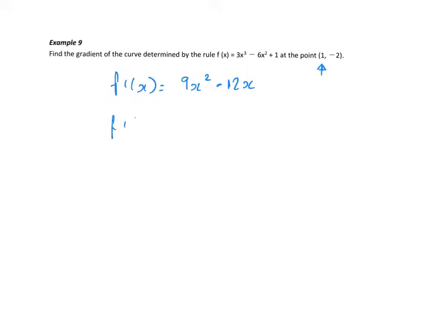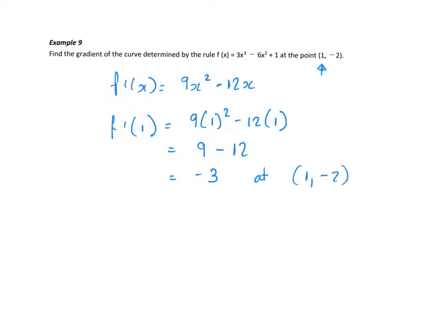So we're looking for f dash of 1 at the point when x is equal to 1. So let's substitute that in. And again, in there. And you get 9 times 1 is 9 minus 12. So the gradient is equal to negative 3 at the point 1, negative 2. So f dash x is equal to negative 3 at the point 1, negative 2.